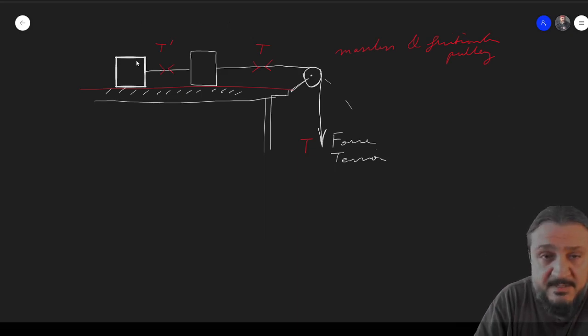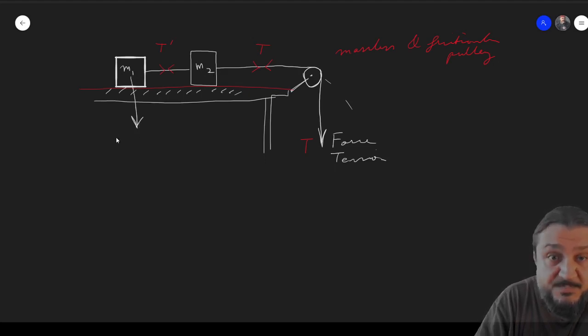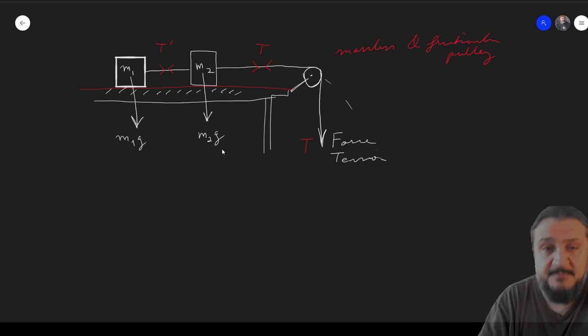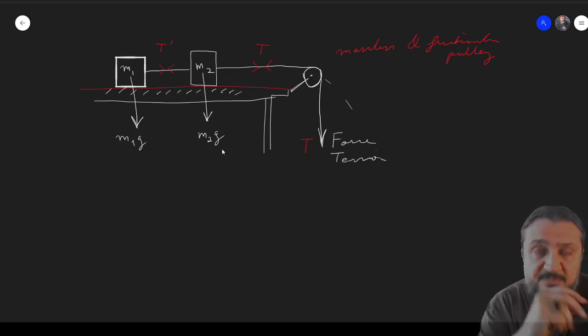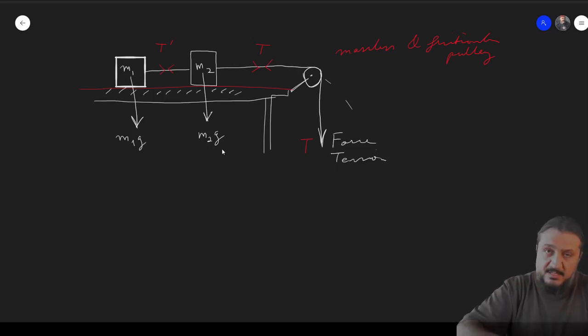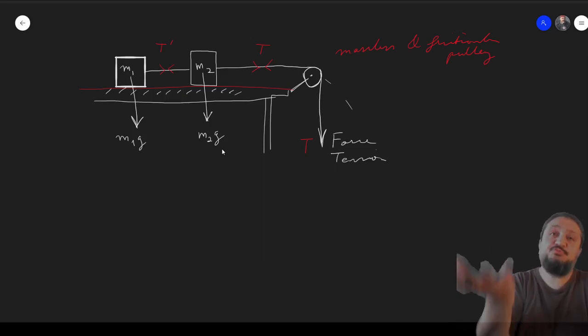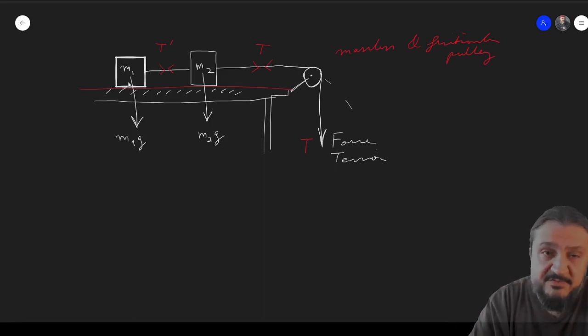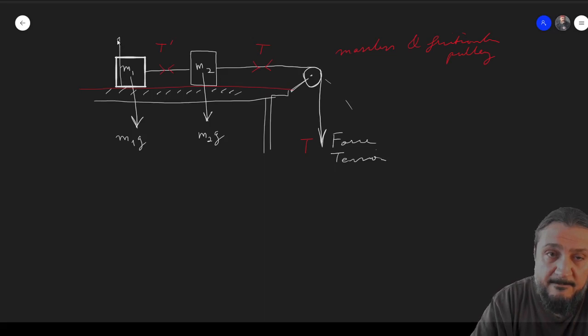So those are the tensions, and of course we have the weight of the masses. Let's include them. So this is m1, this is m2. Therefore, we have the weights, which always point downward. Earth is pulling them downward, right? m1 g, m2 g. So m1 and m2 press against the table. In return, the table has to push them up. This is Newton's third law, right? The reaction pairs. There's action and reaction. So the reaction is what we call the normal force.